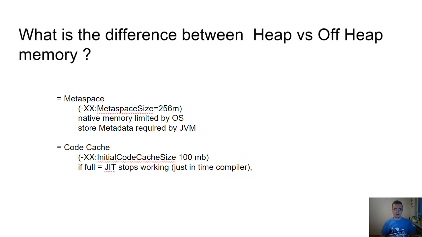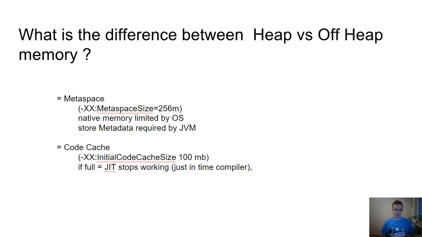Okay, we also have metaspace and code cache, part of the off-heap memory. Metaspace exists from Java 8, previously it was permgen. It is a native memory limited by your operating system, so you have to monitor it using your Unix command top. And it stores various metadata required by your JVM.